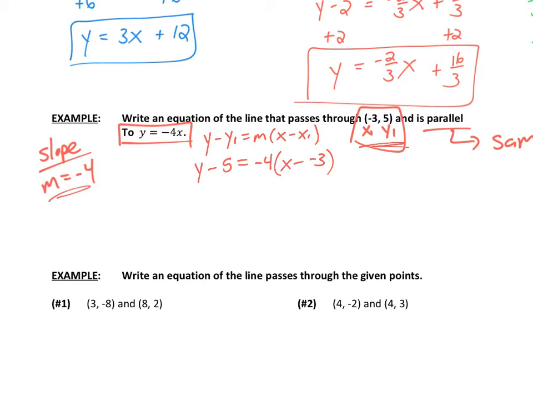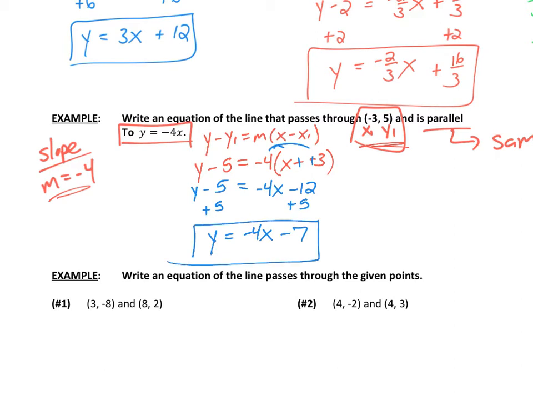And then we would solve for y. One thing I'm going to point out is that if it's minus and negative, it becomes plus a positive. So distribute, you would get negative 4x minus 12. So y minus 5 equals negative 4x minus 12. And then you would add 5 to get y equals negative 4x minus 7. And that will be your equation.